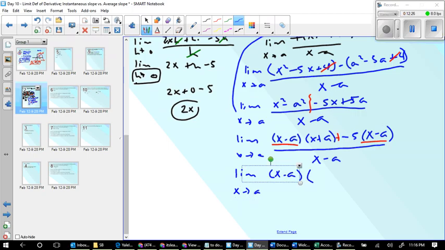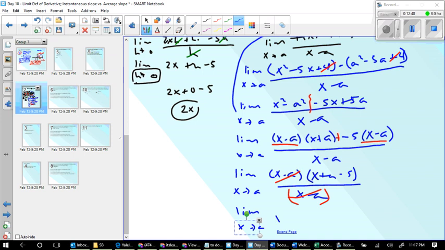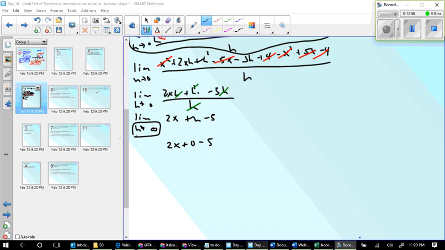When I pull that out, I figure out, okay, well, what's left over? So I have x plus a left over, minus 5. That's also left over, all over x minus a. And now I'm allowed to cancel this part because it's been divided out essentially. And that leaves me with the limit as x is approaching a of x plus a minus 5. So once I've plugged in a for x, now I'm left with 2x minus 5.